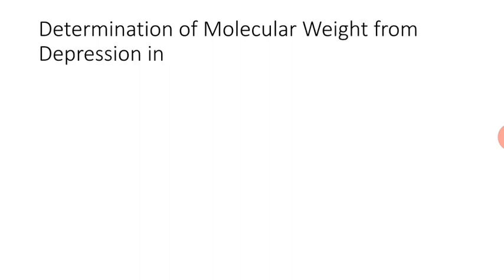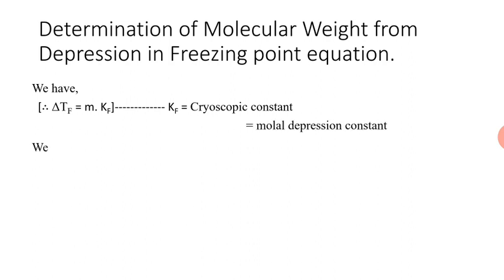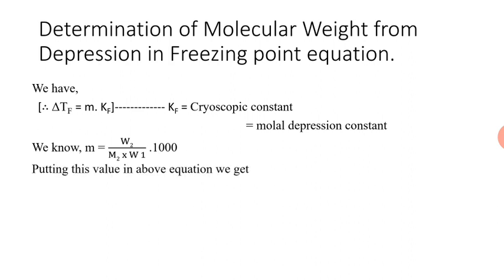By using this, now the determination of molecular weight from the depression in freezing point equation. We have our equation delta TF is equal to m into Kf, where Kf is a cryoscopic constant or molal depression constant. We know molality m is equal to W2 upon M2 into W1 into 1000. Putting this value in the above equation, we get delta TF is equal to W2 upon M2 into W1 into 1000 into Kf.